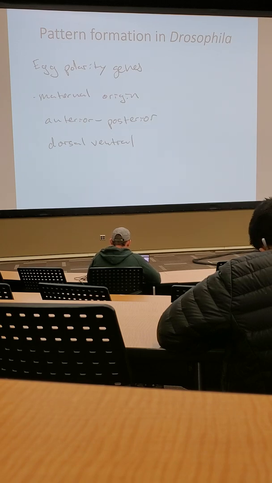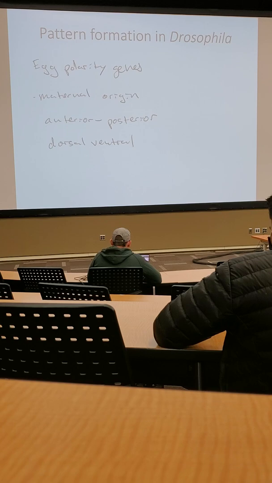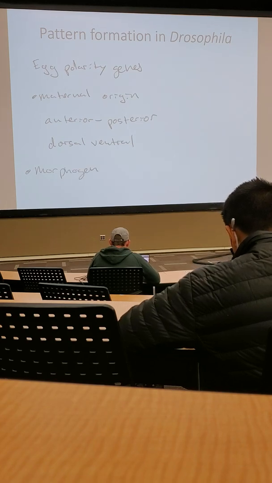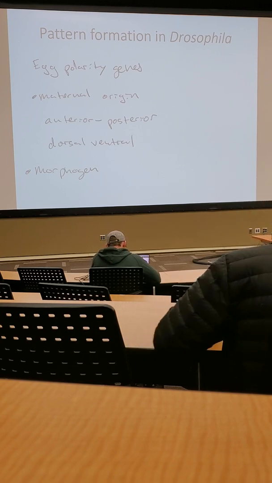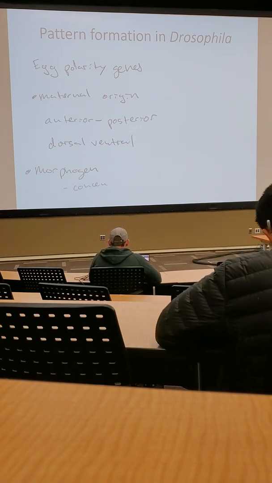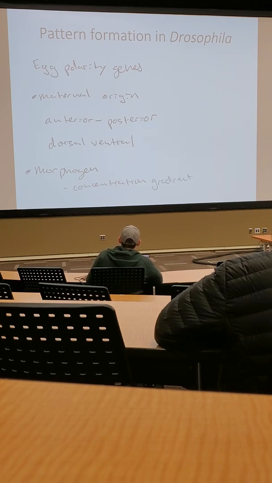Since this is the very first kind of axes that have to be laid out in this embryo, it makes sense that they might have maternal origin. The mom kind of gives the head start to these embryos through development. Here's your first genes that are going to establish these axes. And then the rest of them are what we call morphogens. These are mostly transcribed by the zygote itself, not always, and they're concentration gradients. And that gives kind of developmental phases.